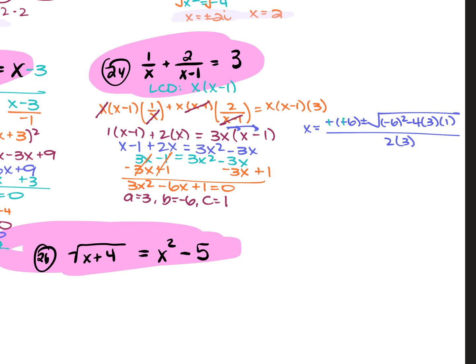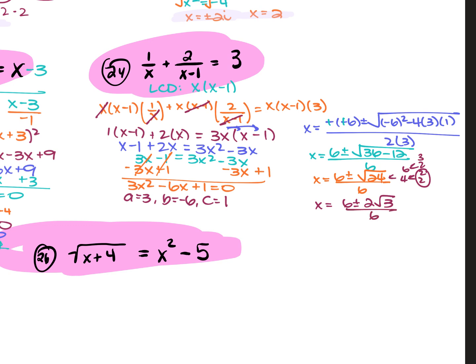The opposite of negative 6 becomes positive 6. Plus or minus the square root of negative 6 squared is 36. The negative 4 times 3 times 1 is negative 12. And that's all over 6. The 36 minus 12 gives us 24. The square root of 24. 24 is 4 times 6. 4 is 2 and 2. 6 is 2 and 3. 2 of those 2's pair up. So this is x is equal to 6 plus or minus 2 square root 3 all over 6.